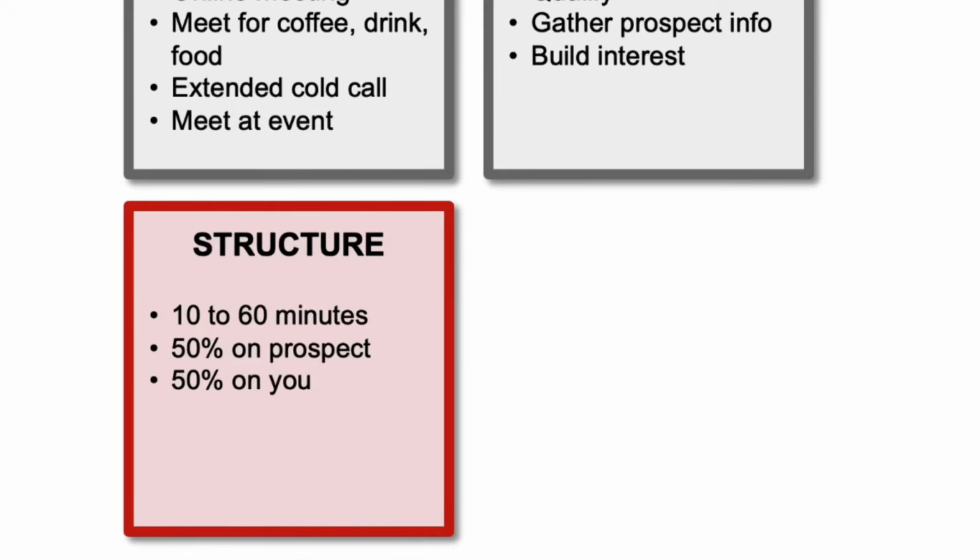A nice way to divide that is make the first half of the conversation and the meeting about the prospect by asking questions and learning about the prospect, and then make the second half of the meeting about you, sharing details about what you have to offer and possibly tailoring what you say according to the information you learned in the first half of the meeting.